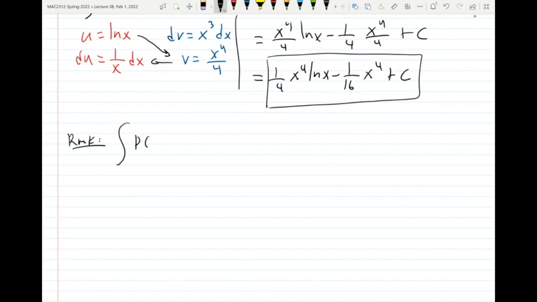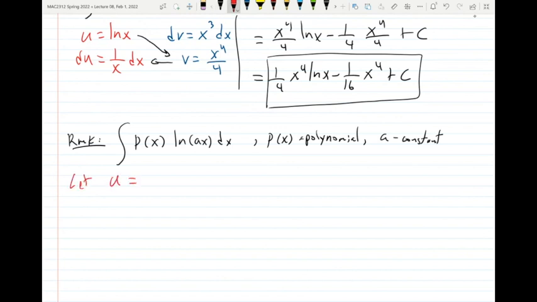Okay? So the moral of the story here, the remark, is that when you have an integral that looks like this, polynomial times the natural log function, where p of x is a polynomial, in this case, we let u be the ln, and dv is now the polynomial. Okay? So the opposite of what we did for the exponential. Questions?